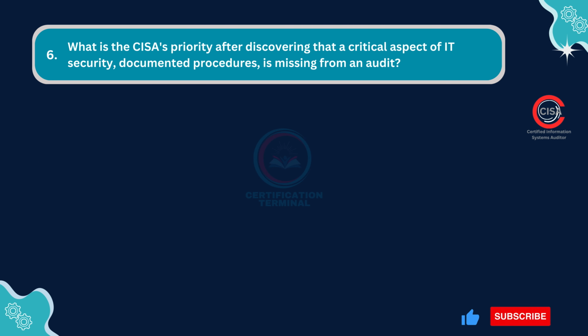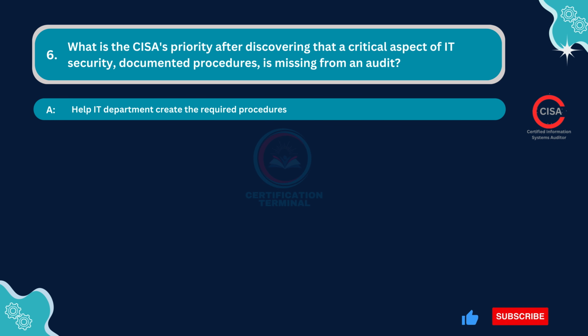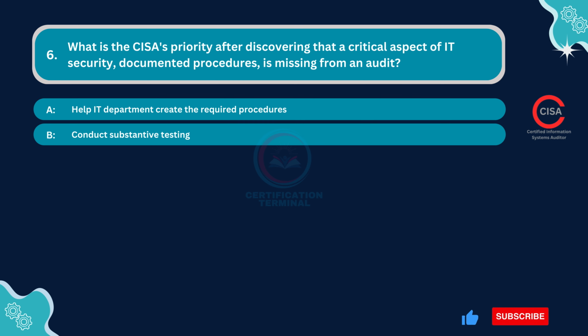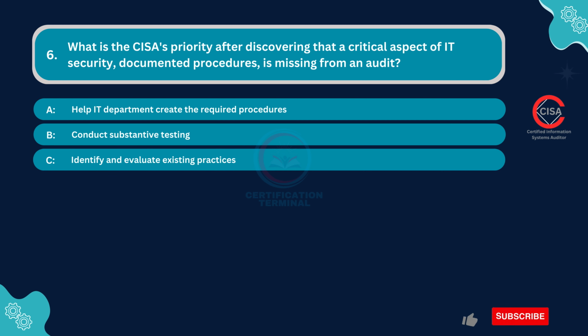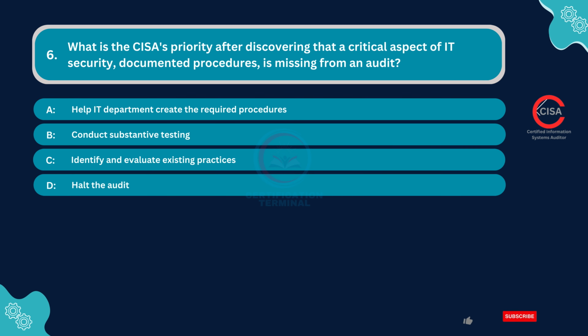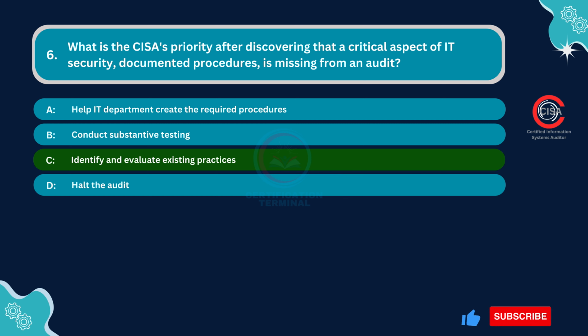Question number 6. What is the CISA's priority after discovering that a critical aspect of IT security, documented procedures, is missing from an audit? Option A, help IT department create the required procedures. Option B, conduct substantive testing. Option C, identify and evaluate existing practices. Option D, halt the audit. The correct answer is Option C, identify and evaluate existing practices.